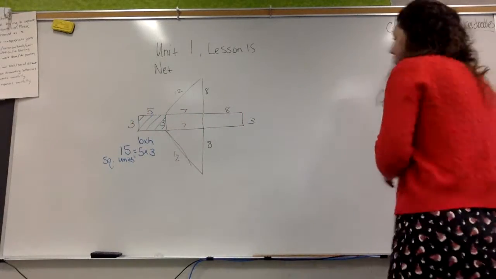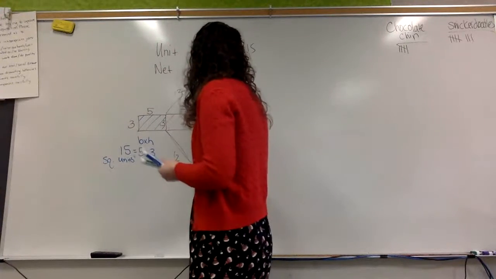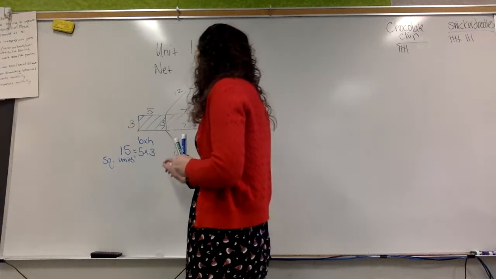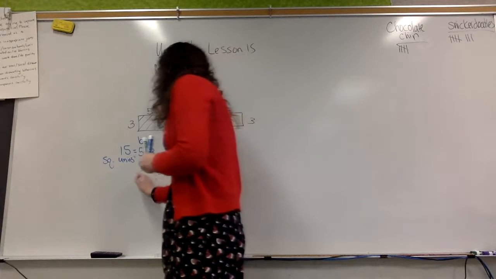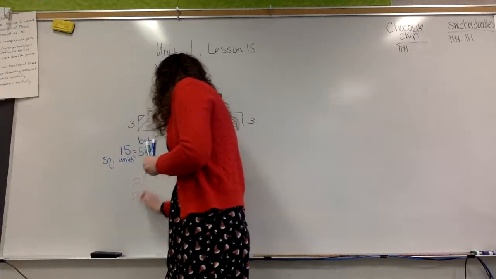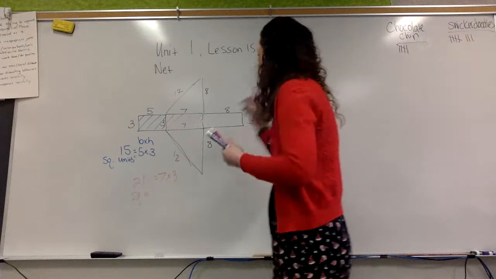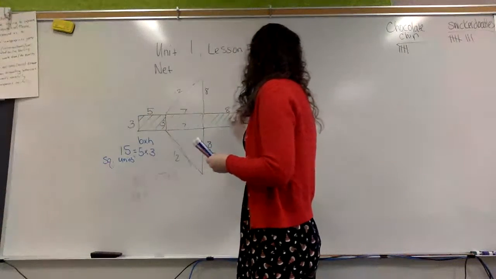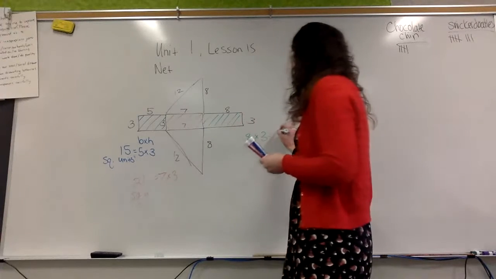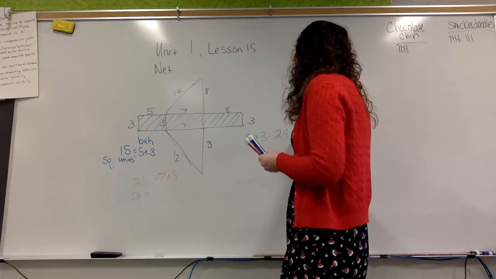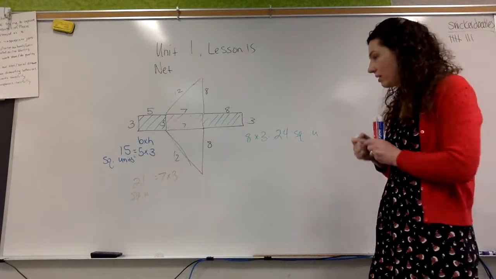Let's go ahead and tackle all of the rectangles in that way. So if I look at this, this again is a rectangle that has a base of 7 and a height of 3. So that has an area of 21 square units. Over here, we've got a third rectangle that has a base of 8 and a height of 3. So it has an area of 24 square units. Okay, so now I've tackled all three of my rectangles.